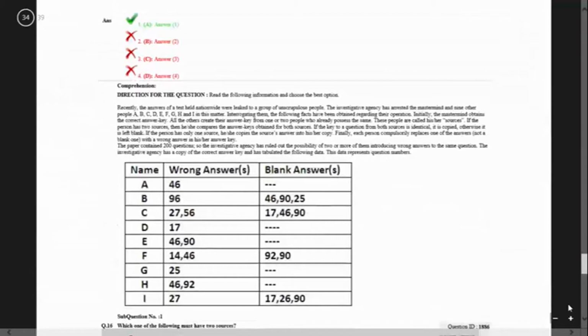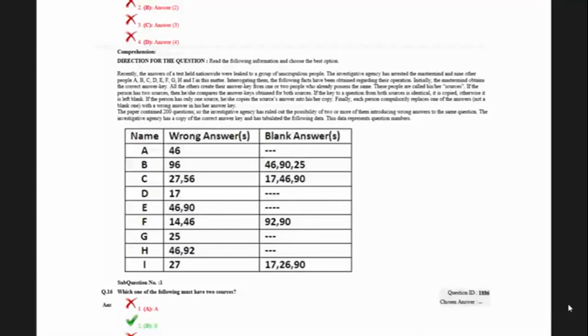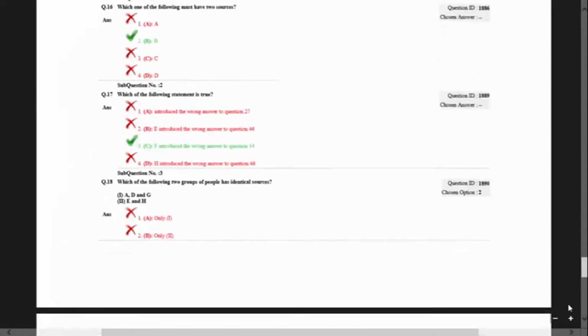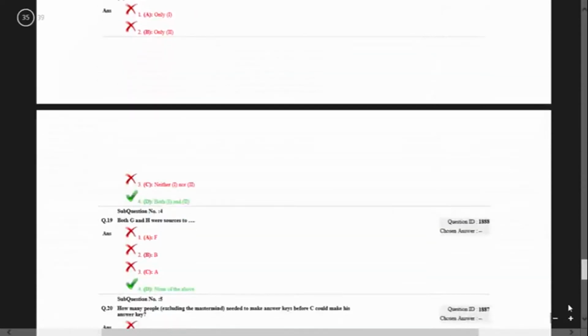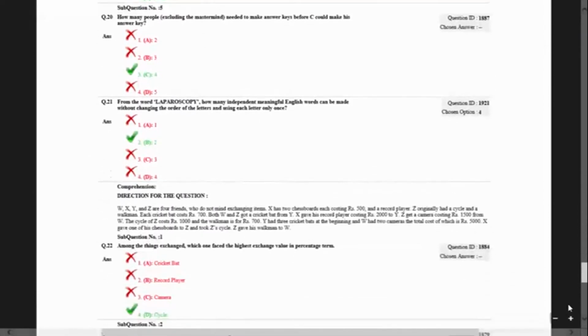The puzzle question, especially this one, where you are given some data in terms of wrong answers, blank answers, was very difficult to solve. In fact, I struggled with this question for quite some time, and at the end of the paper I almost gave it up, right? I marked one answer in this and got it wrong. So it would have been advisable to leave that particular question.